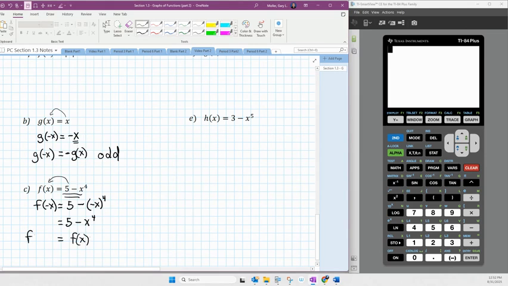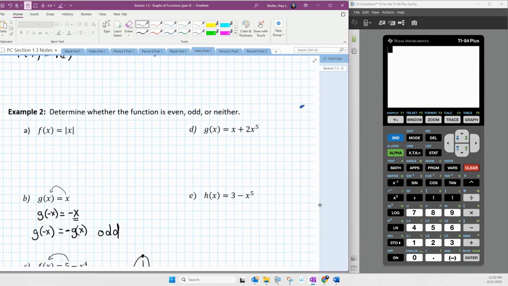statement f of negative x equals f of x, which is our definition of even. And if we graph this thing, we know that it's even because it's a parabola. It's upside down that's been shifted up 5. So this is just a parabola that looks like this, which is definitely going to be even. All right, let's try another one. Here we go.